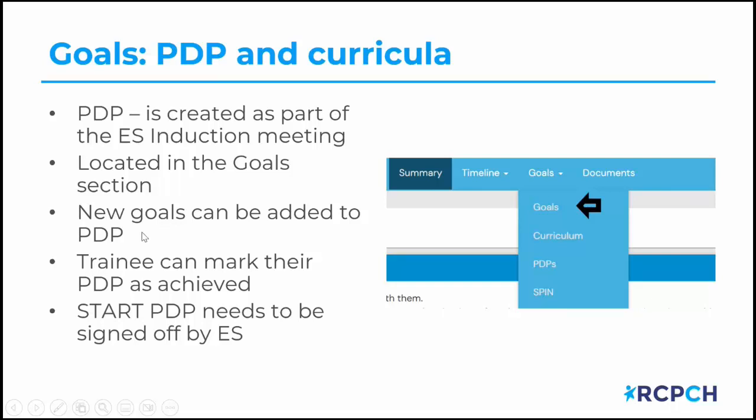With the PDP, new goals can be added. So if they have an existing PDP and you don't want to create a new one, or it's not appropriate to create a brand new one, you can also add goals to an existing PDP. So the trainee owns their PDP and they can mark it as achieved once they feel that they have addressed the learning need that was outlined in them. Conversely, however, the start PDP needs to be signed off by educational supervisors. And so I'll go into a little bit about that next.